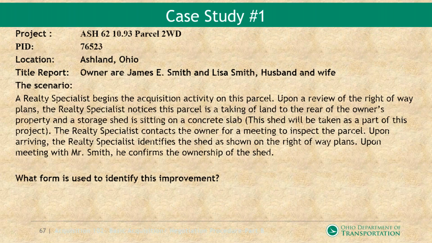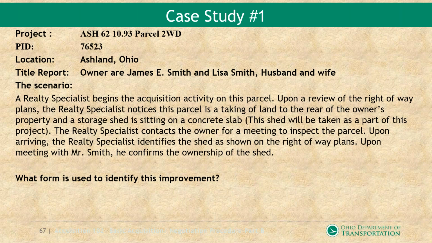All right, case study number 1. When you're looking at parcels, the first thing you should look at is what's the interest being acquired. In this case, it's a fee taking requiring 2 WD. The owners are James Smith and Lisa Smith. The realty specialist begins the acquisition on the parcel. Upon review of the plans, the specialist noticed this parcel is a taking of land to the rear of the property, and a shed is sitting on a concrete slab. The shed will be taken as a part of the project. The realty specialist contacts the owner for a meeting to inspect the parcel, and upon arriving, they identify the shed as shown on the right-of-way plans, and Mr. Smith confirms ownership of the shed.